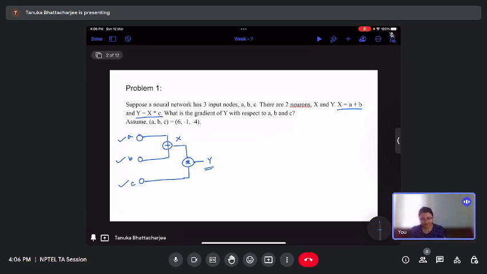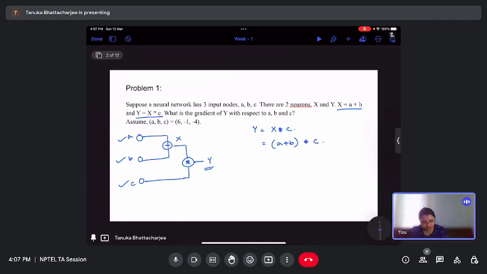So, how do you do that? Here you have Y equal to X into C, right? And your X is again A plus B. So, in this case we can simplify the expression for y and take it in terms of A, B and C, and then it is simple. You can simply take the gradient of y with respect to A, with respect to B and with respect to C. Also some values of A, B and C are given. So, putting those values you can finally find the numeric value of the gradients.